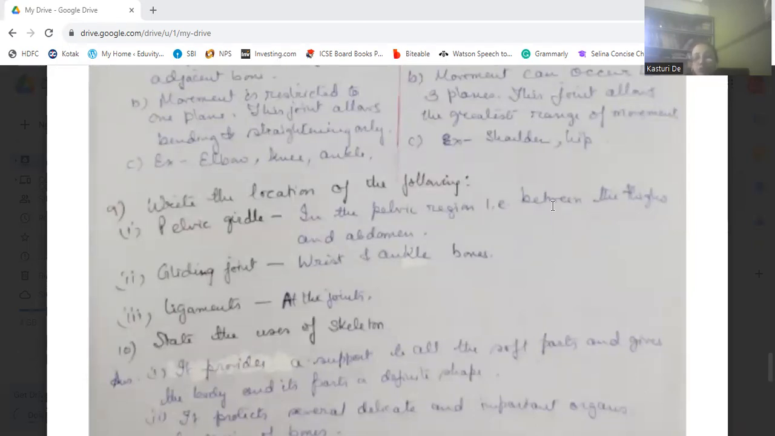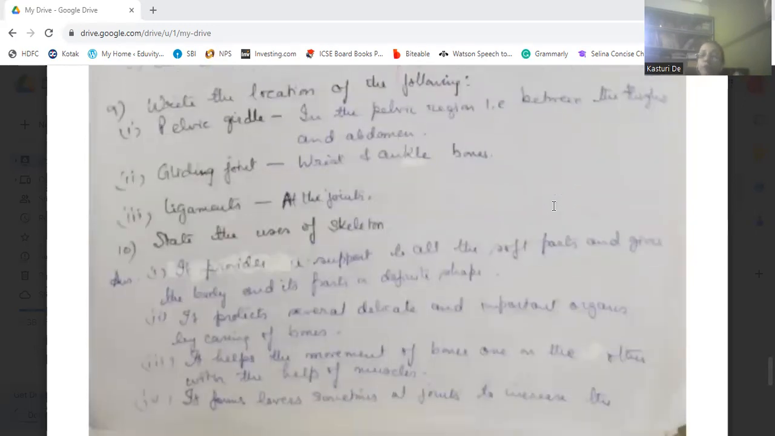Now state the uses of the skeleton. What are the uses of the skeleton? It provides support to all the soft parts and gives the body and its parts a definite shape. So all the soft parts are supported by the skeleton, and it gives shape to the body and its parts.